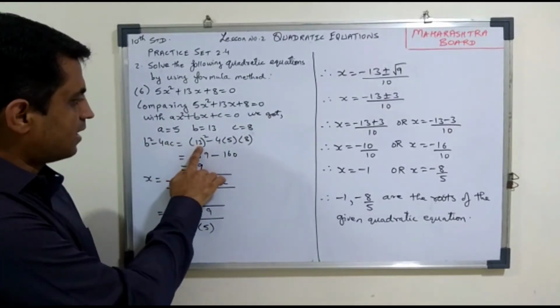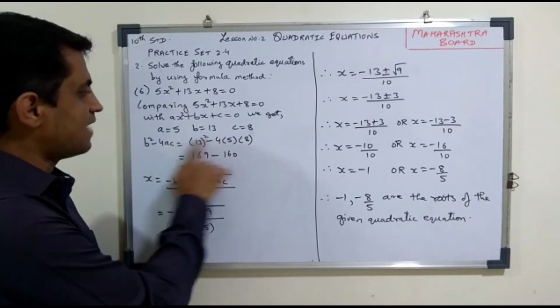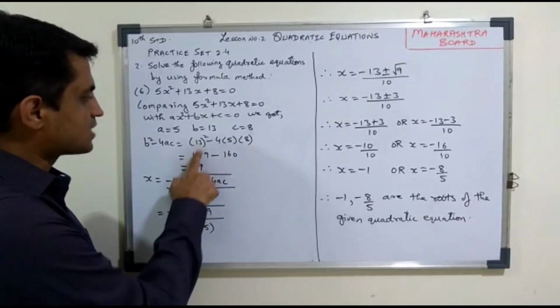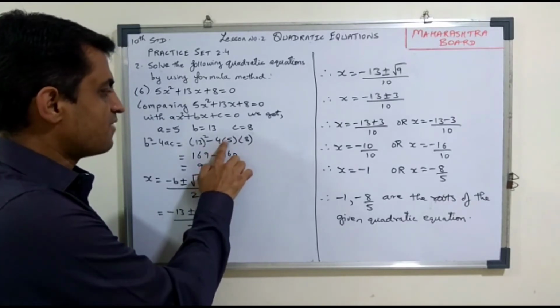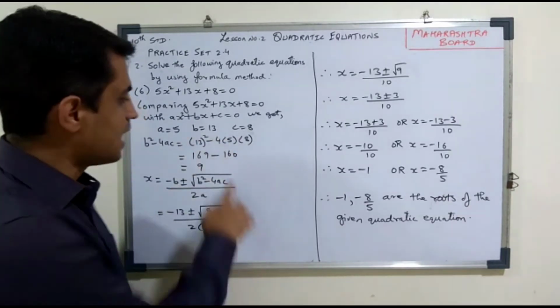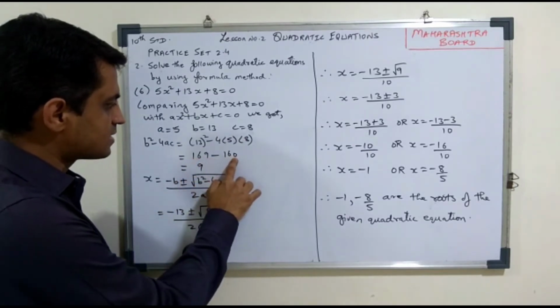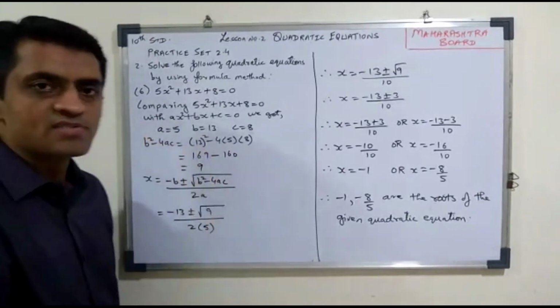Now b square minus 4ac. B value 13 square minus 4, A value 5, C value 8. So we are substituting the value. 13 square is what? 169 minus 5 4s are 20, 20 8s are 160. 169 minus 160 is 9. Now we got this b square minus 4ac.